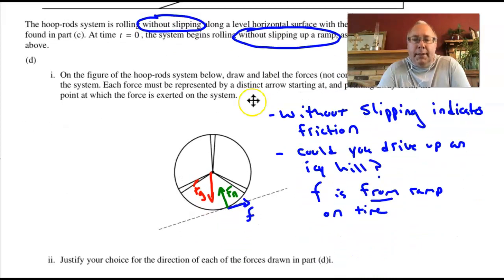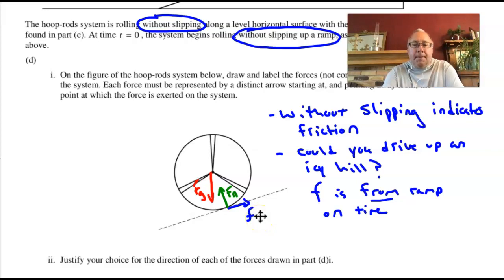So when we go to draw our FBD, we'd have gravity straight down, label it, right? You have the normal force perpendicular upwards to the ramp, and there's a force of friction up the ramp. When we think about that force of friction, without slipping indicates that there must be friction. So think about, could you drive up an icy hill if there was no friction? The friction on the wheel is from the ramp on the tire. If the tire is rolling this way, then friction is going to be opposing that direction of the rotation to keep it from slipping.